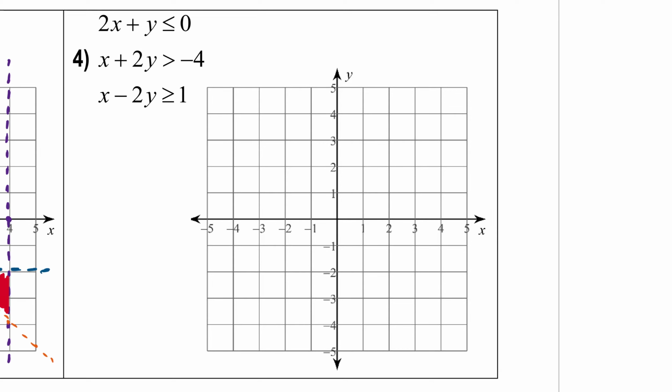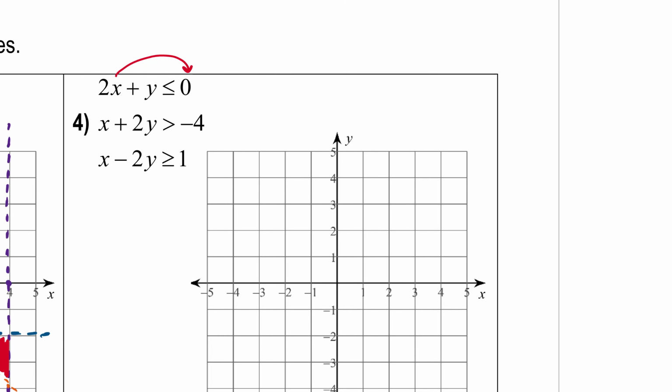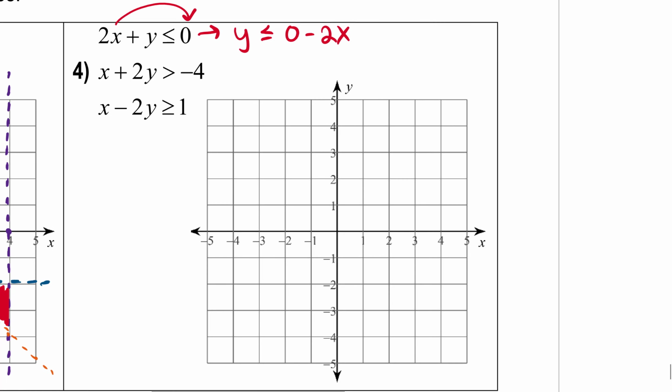Now notice on 4, none of these have y on one side. We want to do that just to make it easier. You don't have to. There are ways to graph without doing that, but just for simplicity, I'm going to go ahead and move this 2x over here, right? So I would have y less than or equal to 0 minus 2x. So I'm going to do 0 as my b, negative 2 is my slope, so I go down 2 over 1. And then I go backwards up to left 1, right? Now notice this sign is underlined, so I can do a solid line and I'm good to go.